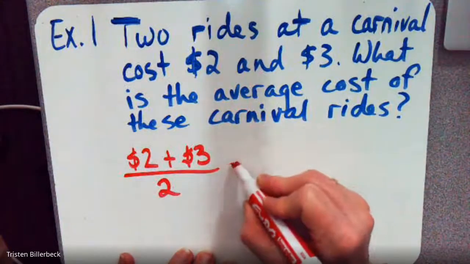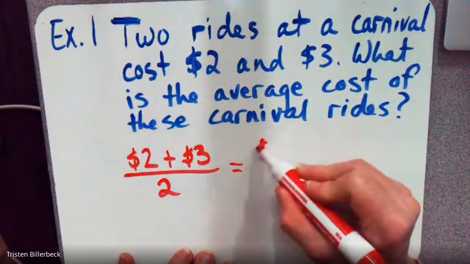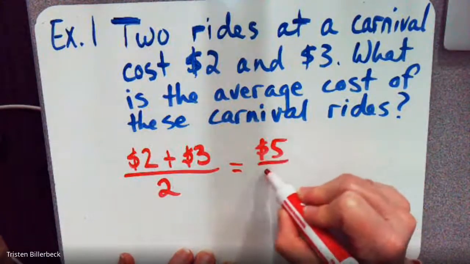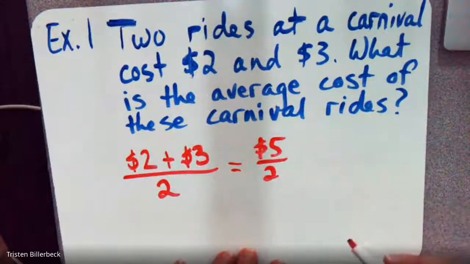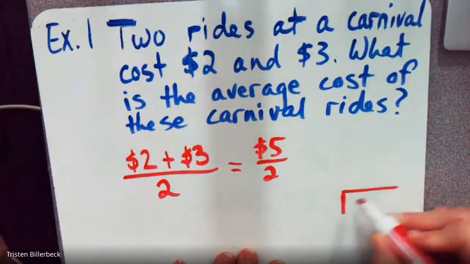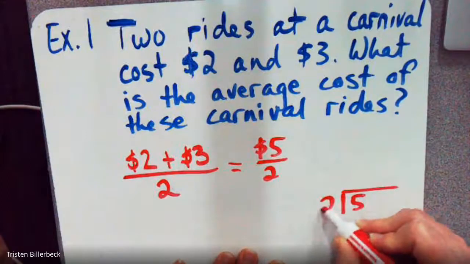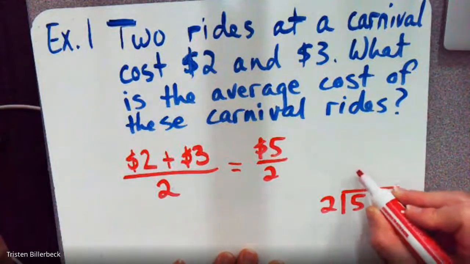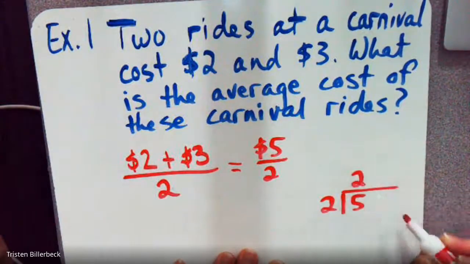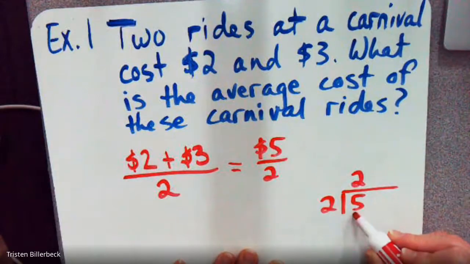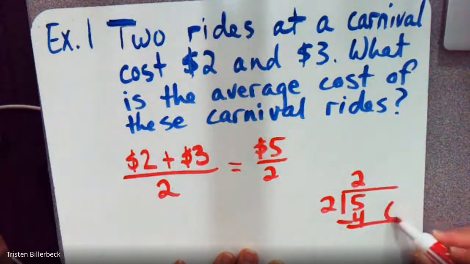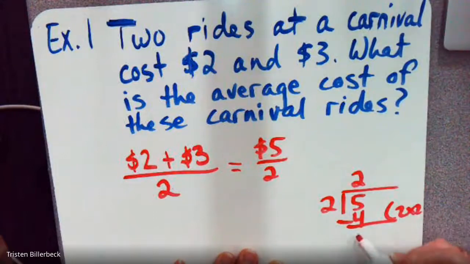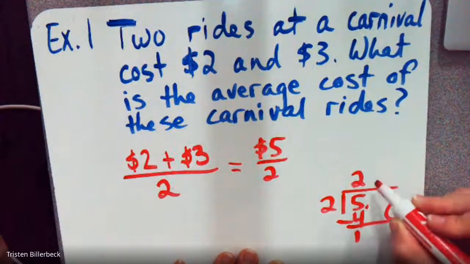So this ends up being $5 divided by 2. So we can do the long division to figure out what exactly that is. So 5 and 2. And we know that there's two 2's in 5. So we have 4 here. We subtract because this is 2 times 2. And we get 1. And we still need to keep going.